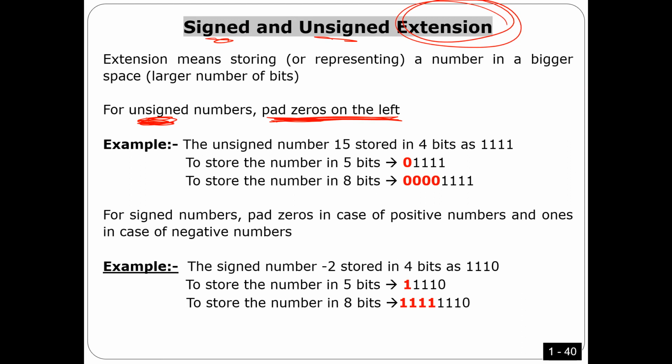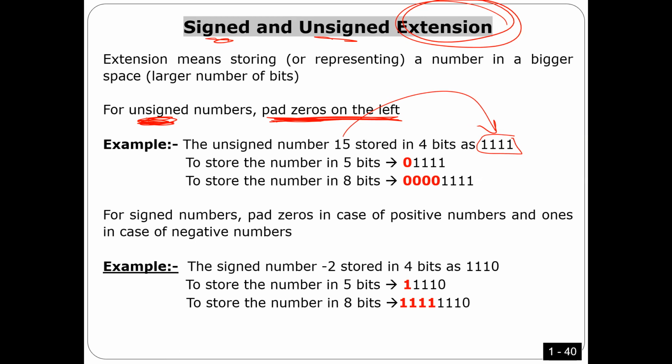For example, here the unsigned number 15 is stored in 4 bits. So this number is 15. If you don't believe me, the weights are 1, 2, 4, 8. You need to do the calculations. Anyway, this is 15 for 4 bits. What if I want to extend this number? I want to store this number in a bigger space, and still get 15. This is the main thing. This is the meaning of extension. I want to get the same number, but after storing it in a bigger space.